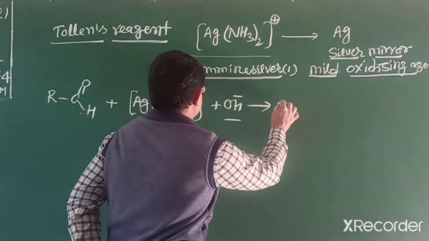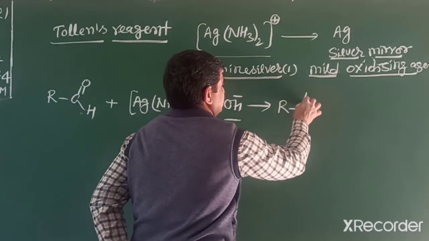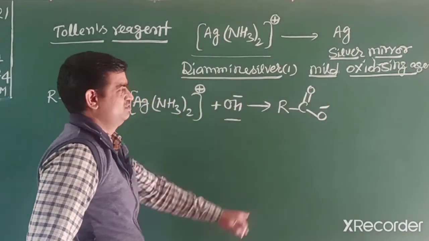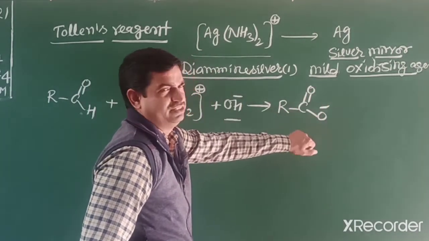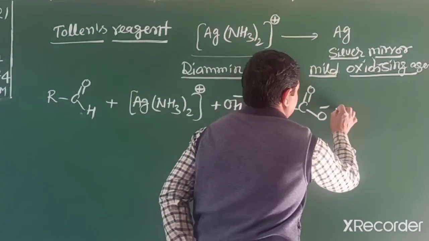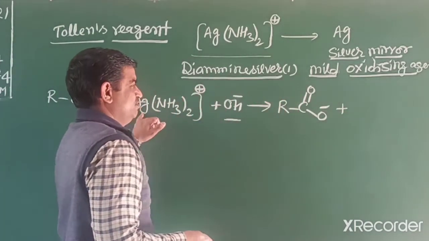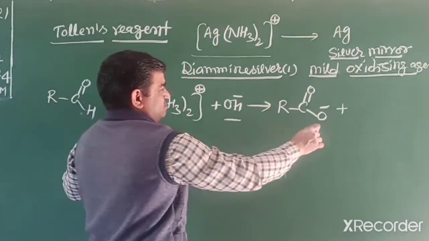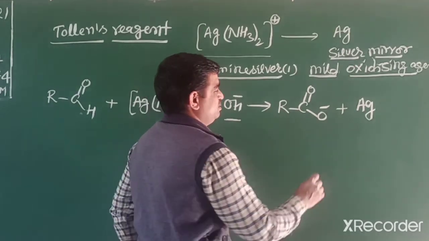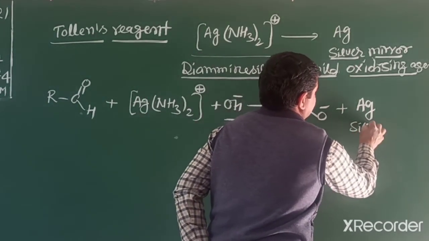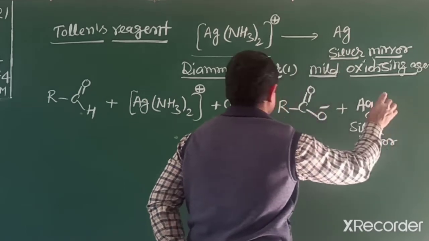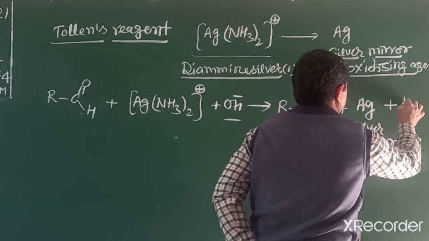So we can write its product as RCOO minus, because the medium is a base, so the carboxylic acid reacts with base and forms a salt, a carboxylate salt. And this silver plus ion changes into 0, meaning silver mirror. And then a water molecule is released.